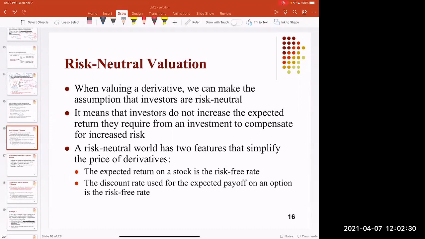A risk neutral world has two features that simplify the pricing of derivatives. First, the expected return on a stock is the risk-free rate. This is a very important assumption. The expected return on the stock is the risk-free rate. And the discount rate used for the expected payoff on an option is also the risk-free rate, because we assume risk neutrality.